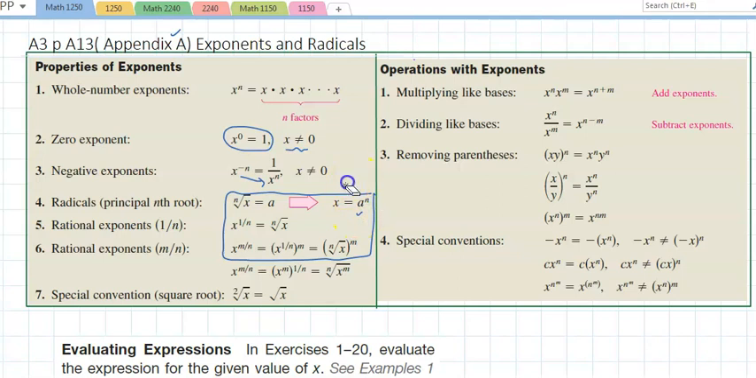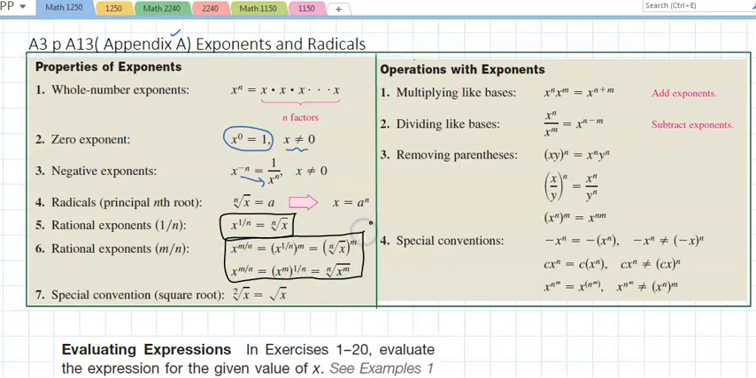Now, if you don't see anything sitting on a radical, there's always a 2 sitting there. That's called a square root. If it's anything other than that, they have to say it.